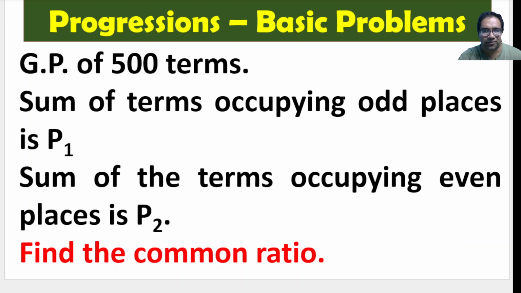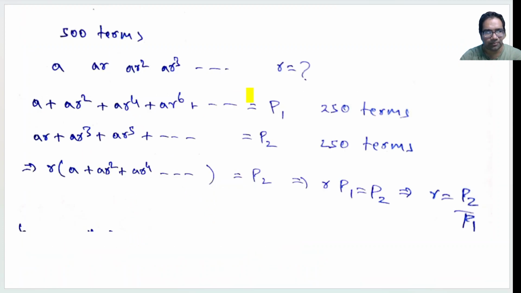Hi friends, we have a straightforward problem here. There is a geometric progression of 500 terms, and the sum of the terms in the odd places, that means first term, third term, fifth term, seventh term, etc., is P1, and the sum of the ones in the even places, that is second term, fourth term, sixth term, etc., is P2. Both are our sums. Now what is the common ratio? Right, it's a pretty straightforward problem.